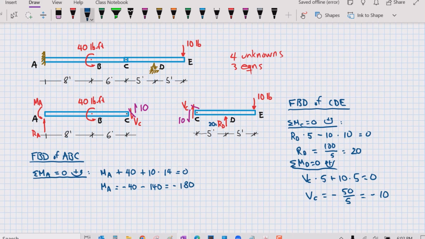minus 180. Negative, that means I had it in the wrong direction, right? So it's in the other direction. So let's put a little note here. So this is not like this, this is like this, and it's 180, and this is point A here. Okay, now what would you do?